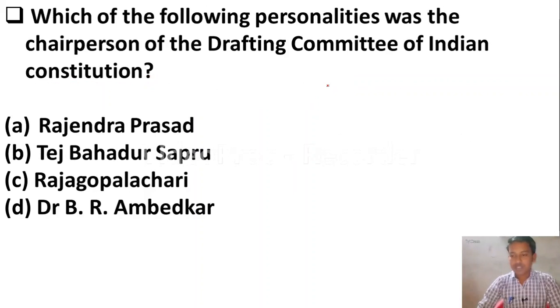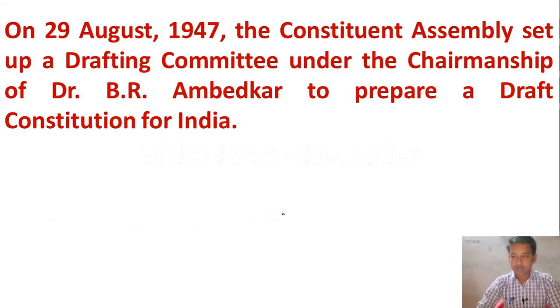The next question is: which of the following personalities was the chairperson of the drafting committee of the Indian Constitution? Very easy question. I hope you know the answer. Option A, Rajendra Prasad, option B, Tej Bahadur Sapru, option C, Rajagopalachari, option D, Dr. B.R. Ambedkar. The chairperson of the drafting committee of the Indian Constitution was option D, Dr. B.R. Ambedkar. On 29 August 1947, the Constituent Assembly set up a drafting committee under the chairmanship of Dr. B.R. Ambedkar. Please remember the date.